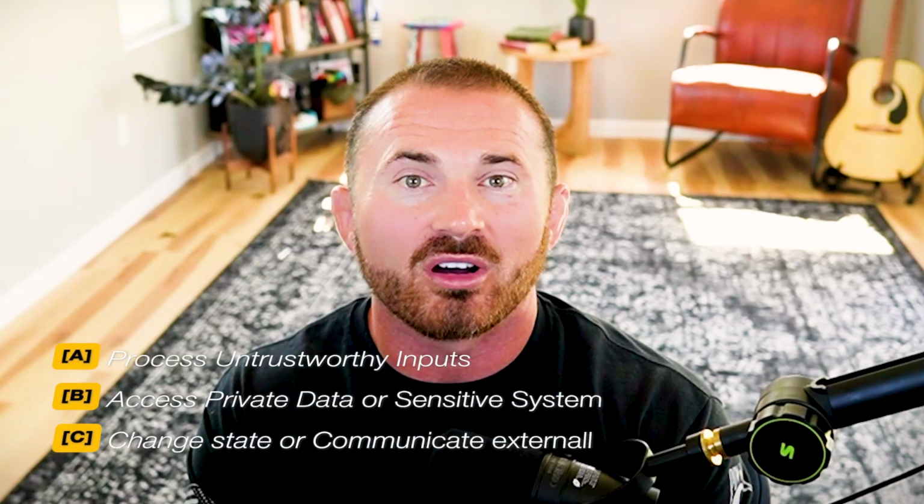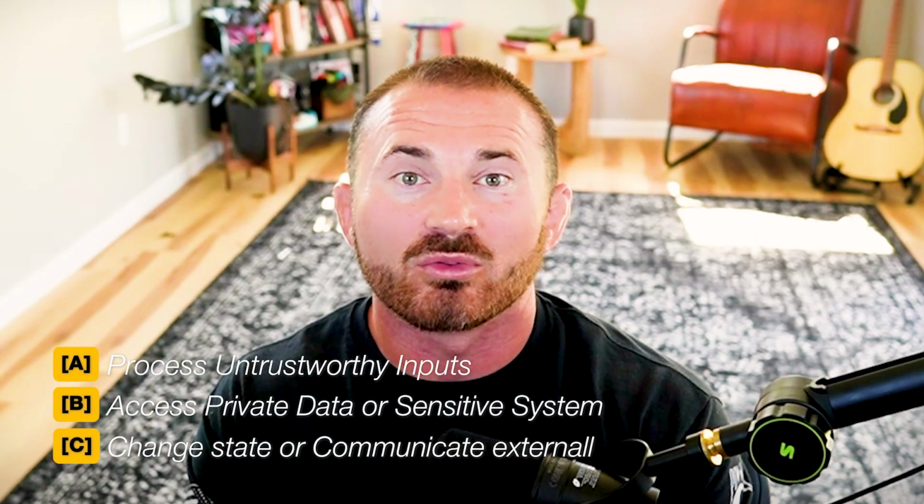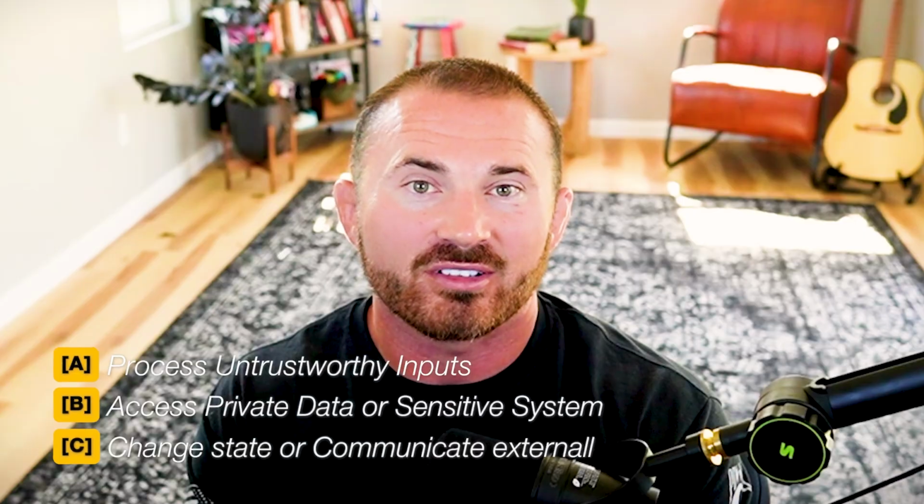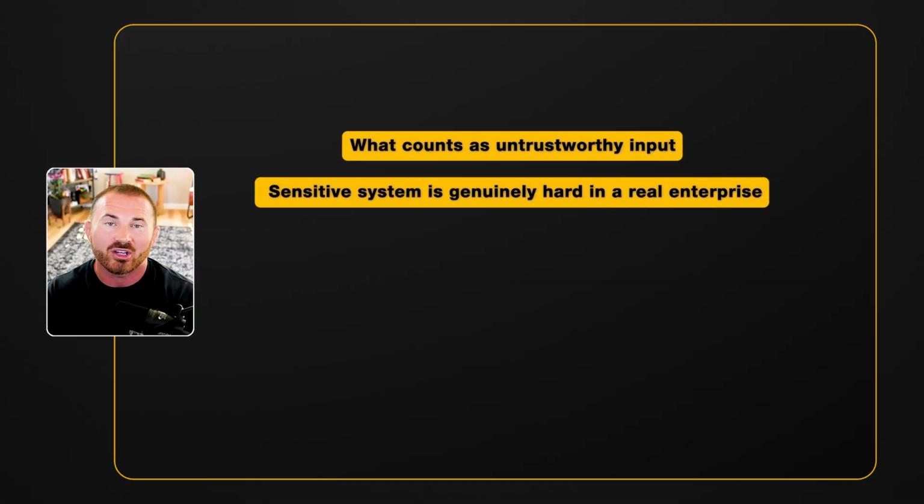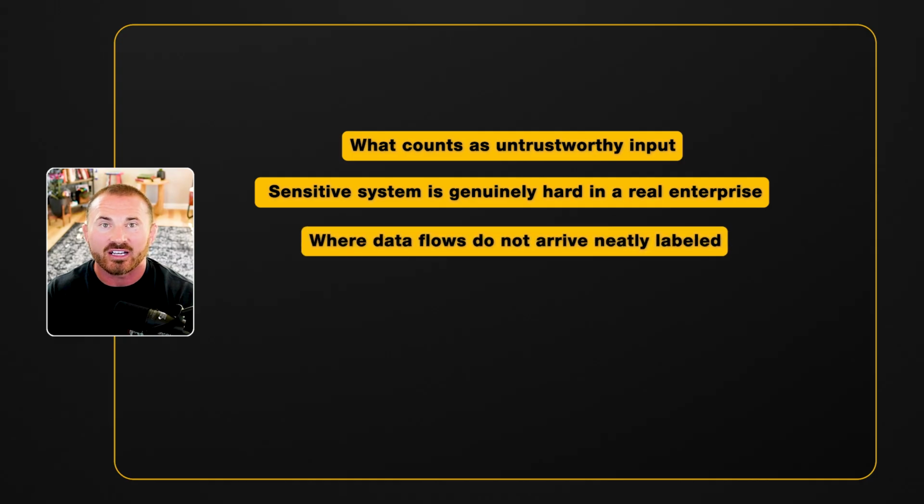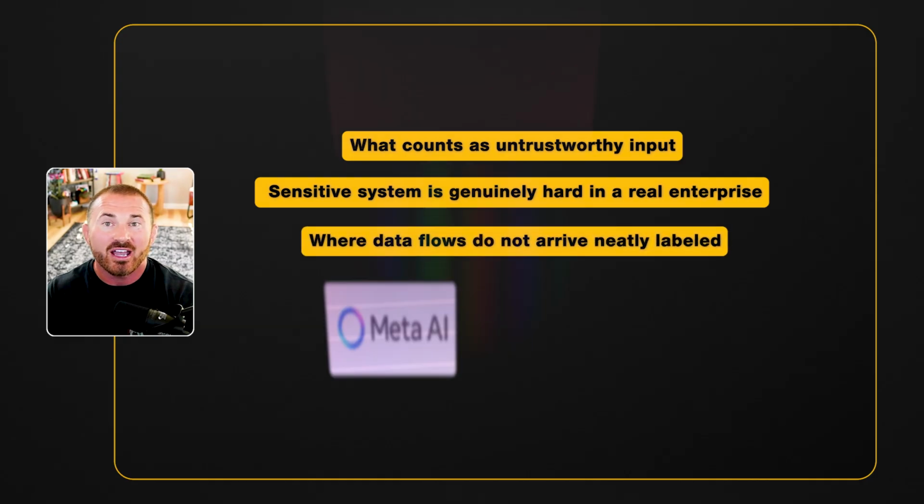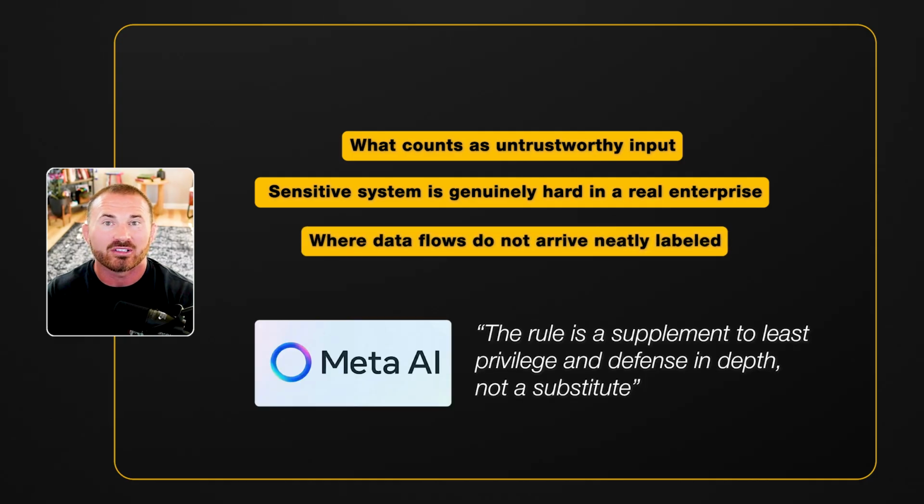I like the rule of 2 because it is honest. It accepts that prompt injection is unsolved and manages blast radius instead of promising prevention. But I want to be fair about its limits. The most valuable agent use cases are exactly the ones that want all 3 properties at once, so the rule forces uncomfortable product conversations. Deciding what counts as untrustworthy input or sensitive system is genuinely hard in a real enterprise, where data flows do not arrive neatly labeled. And Meta itself says the rule is a supplement to least privilege and defense in depth, not a substitute.